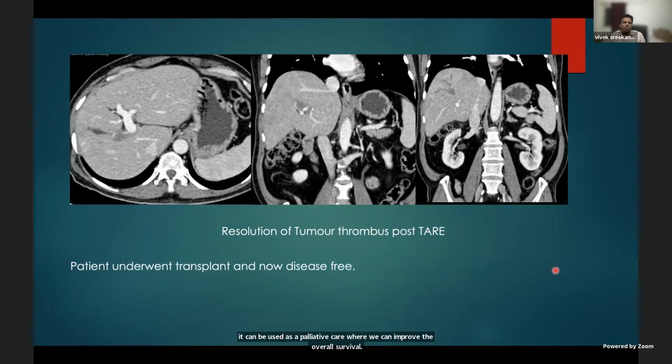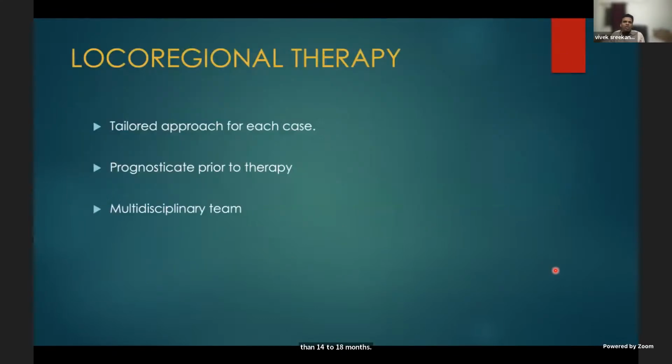If the response is good, the overall survival is more than 14 to 18 months in case of advanced HCCs as well. So coming to the take-home points of locoregional therapy: a tailored approach for each case in consultation with the department of hepatology and the liver transplant surgeon. Strict selection criteria can be used, but if we are going beyond the guidelines, we have to prognosticate prior to the therapy, and a multidisciplinary approach is the way to go for HCC treatment, is what I feel. And this is how I would like to end the talk.